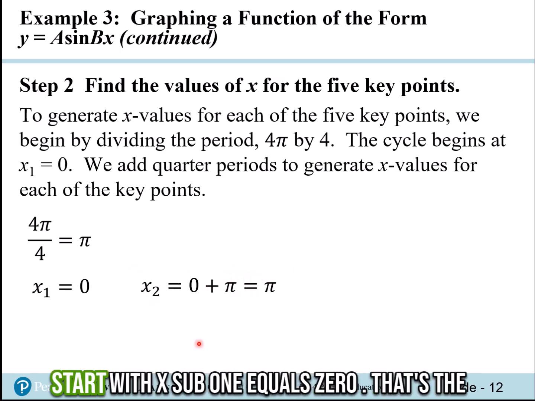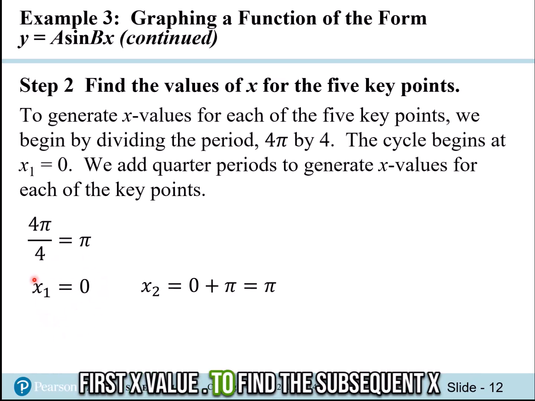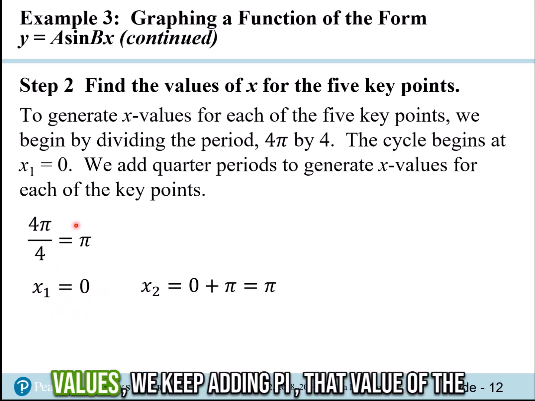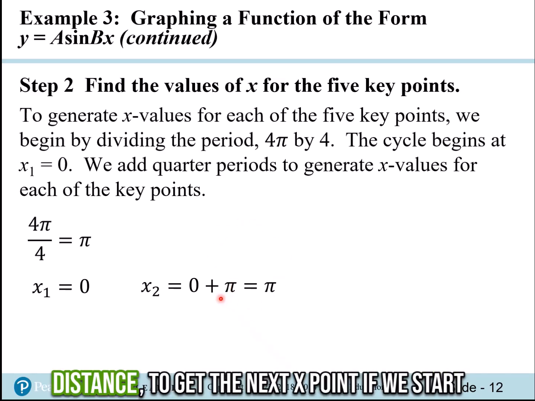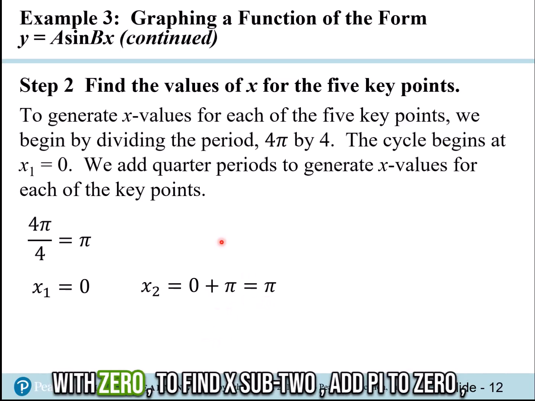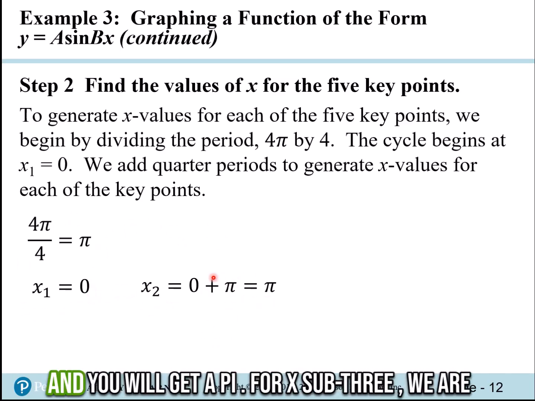And then we start with x sub 1 equals 0. That's the first x value. To find the subsequent x values, we keep adding pi, that value of the distance, to get the next x point. If we start with 0, to find x sub 2, add pi to 0 and you will get pi.